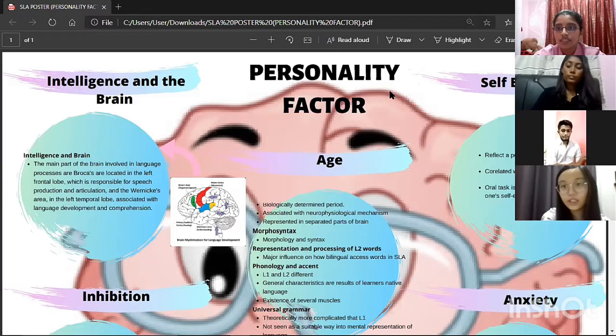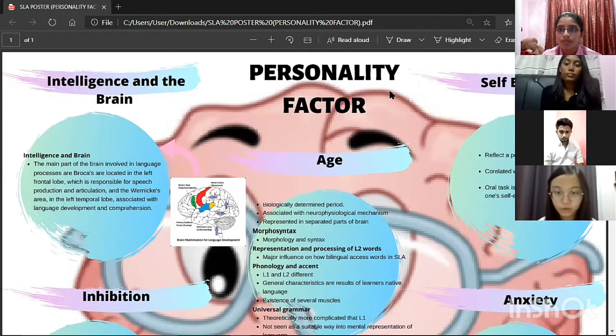Myself, Valerie. So one of the personality factors is self-esteem. Self-esteem is a term used to reflect a person's overall emotional evaluation of his or her own worth, and the degree of self-esteem is hypothesized to be correlated with success in second language acquisition, especially in tasks involving oral performance. And oral production tasks differ from reading and writing tasks by posing a greater potential for damaging one's self-esteem in the process of second language acquisition. So now moving on to the inhibition part.